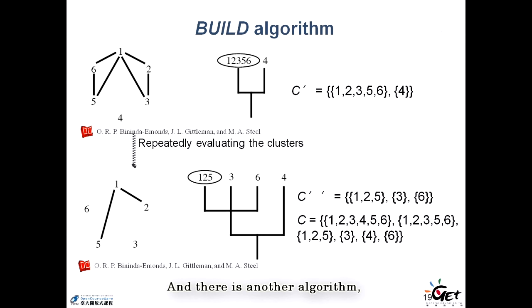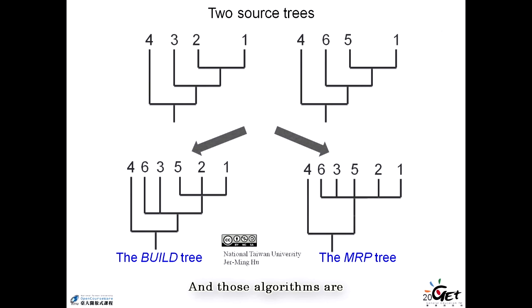And there's another algorithm called the build algorithm. Basically, they just separate one taxon and then repeatedly evaluate all the clusters to resolve the relationships. So you don't really need to worry about that part. You just need to know that there are two different algorithms that can give you the result, and those algorithms are a little bit different in their outcome.